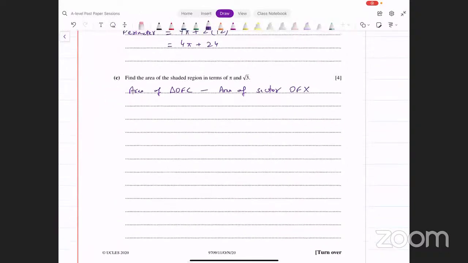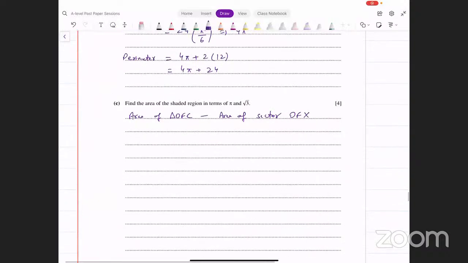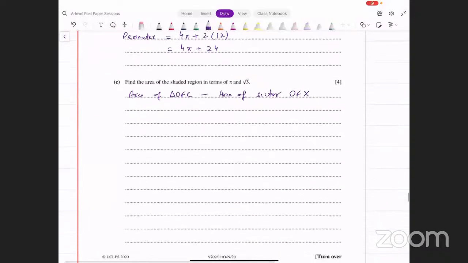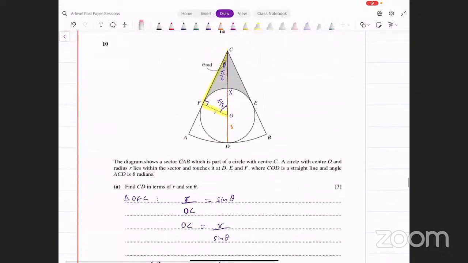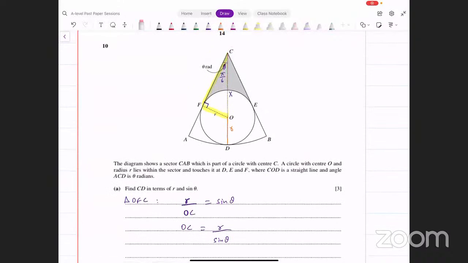Okay, how much time do we have? 43 हो गया. Let me just correct this. Area of triangle OFC, उसमें से minus करना था area of sector OFX. ये हमें figure out करना है. ठीक है, triangle OFC के area कैसे निकालें? Triangle OFC के लिए, rather than making more complicated, let's do it this way.